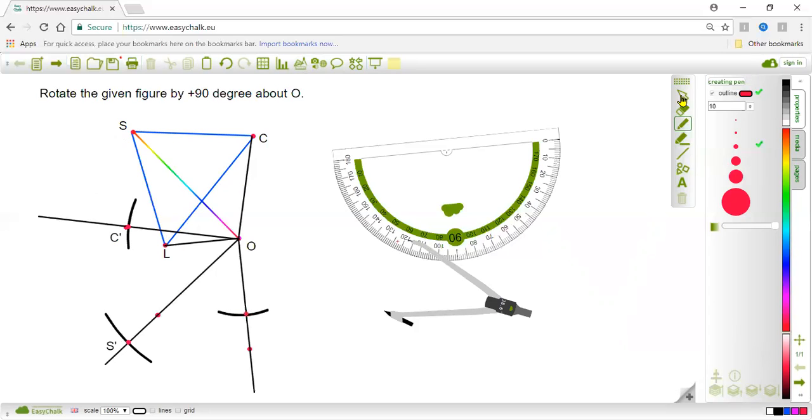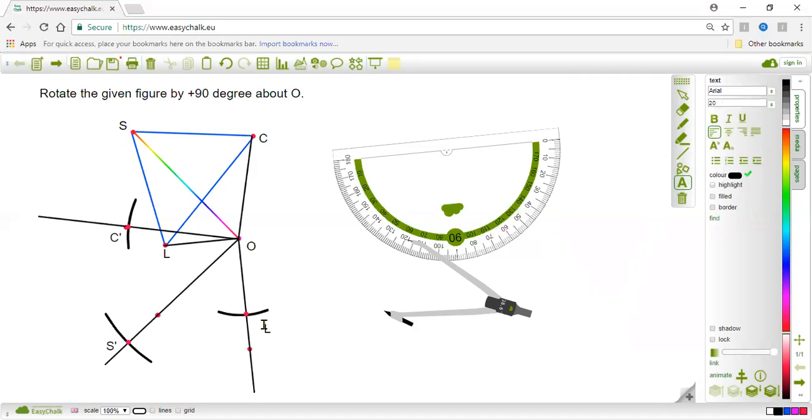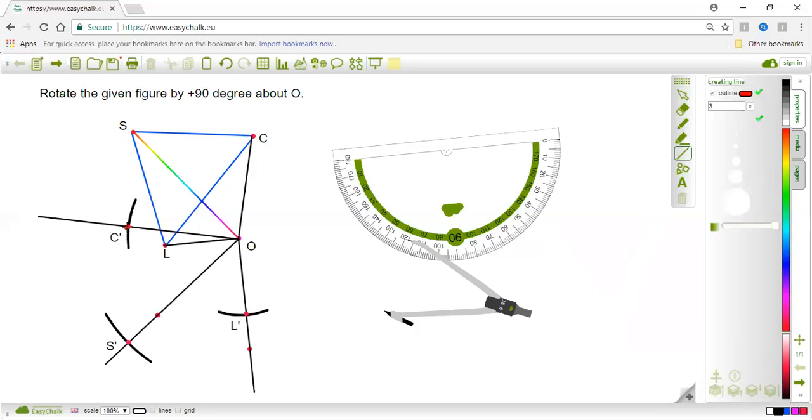This point represents the L prime. Let me just write here, this is just L prime. Here finally we obtain all the vertices for the image. Their vertices are C dash, S dash, and L dash. And the next step is just connecting these image vertices. Let's connect, and a triangle will be formed here.